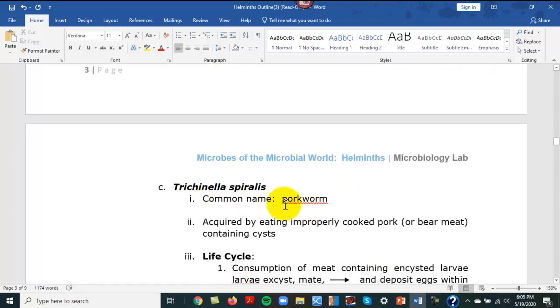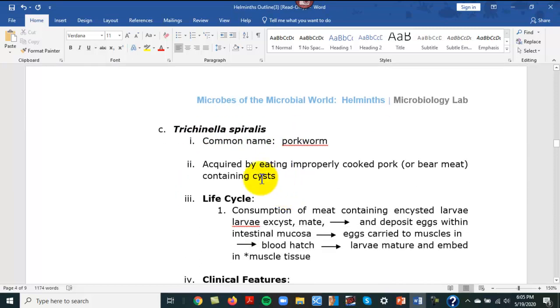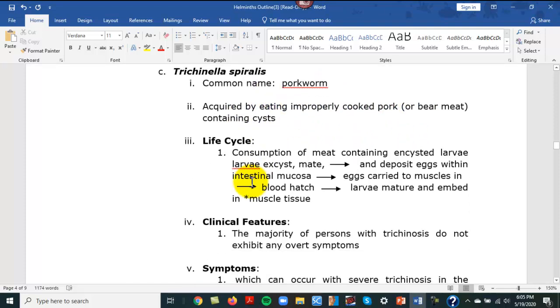Trichinella spiralis, this is crazy. Somebody who lived in Mertzen, Texas when I first moved here actually got an infection of this. It's acquired by eating improperly cooked pork or bear meat. So if you're eating bear, make sure it's cooked all the way, because it can contain these cysts. Consumption of meat containing encysted larvae. Maybe there should be an extra arrow right there.